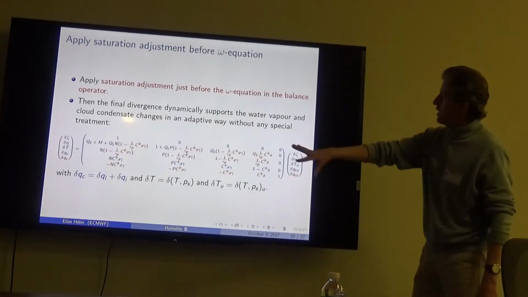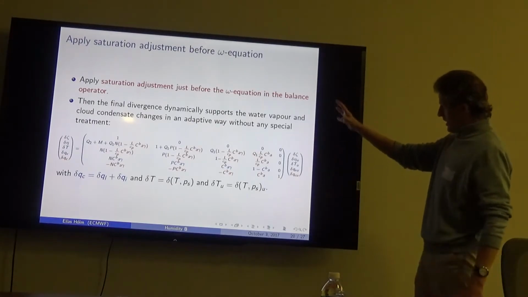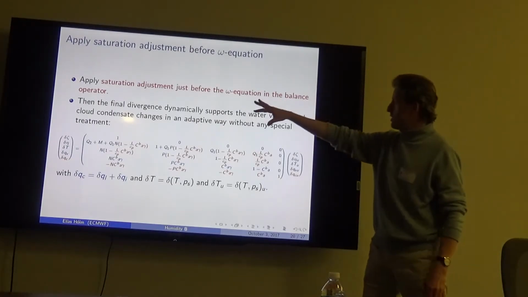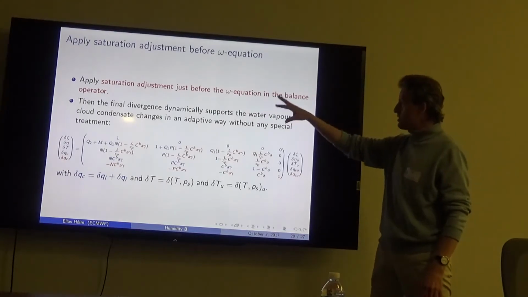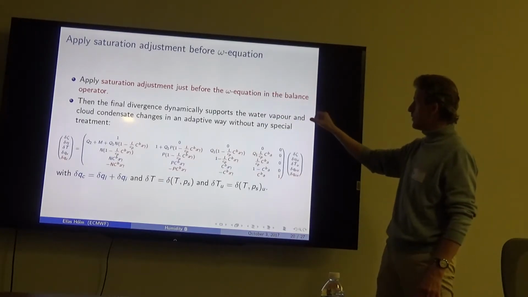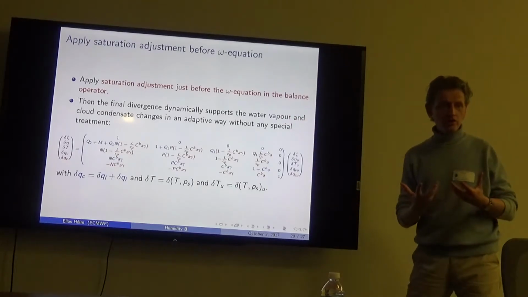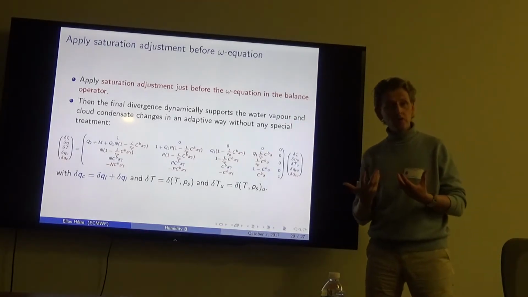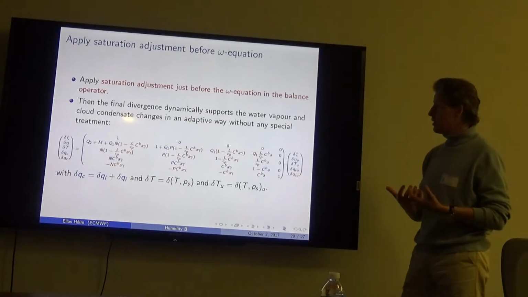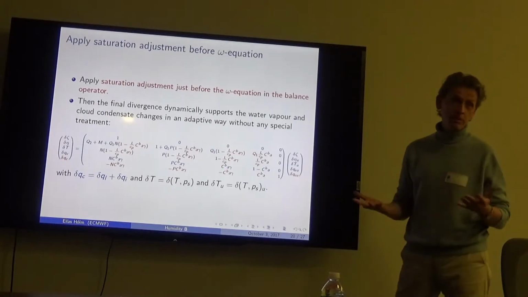So this is the whole thing written out. But the trick is we apply the saturation adjustment just before the omega equation. So then the final divergence will dynamically support changes in water vapor and cloud condensate without any spatial treatment.